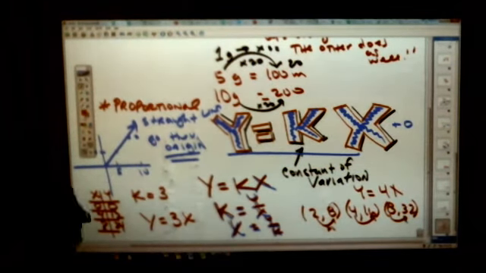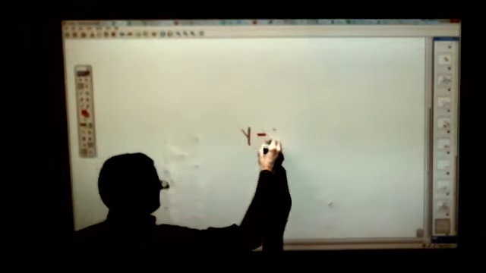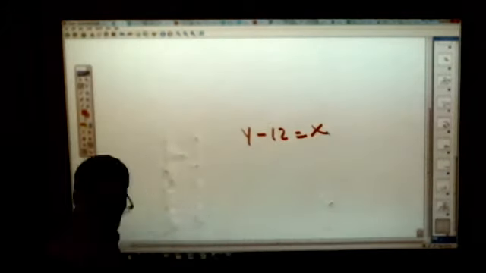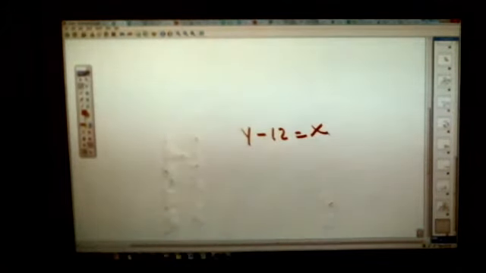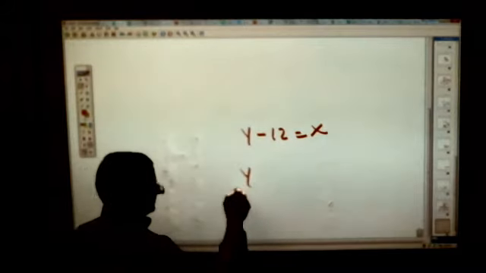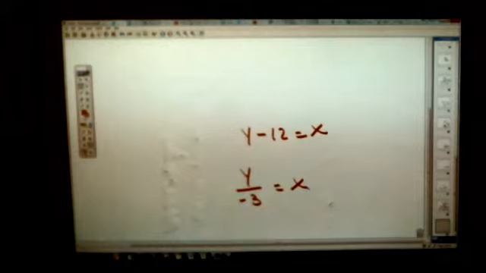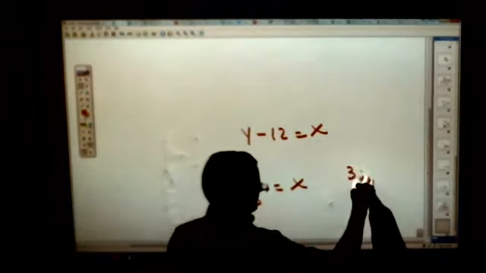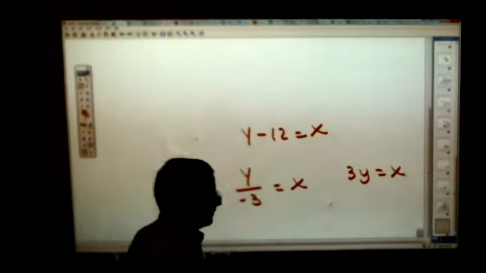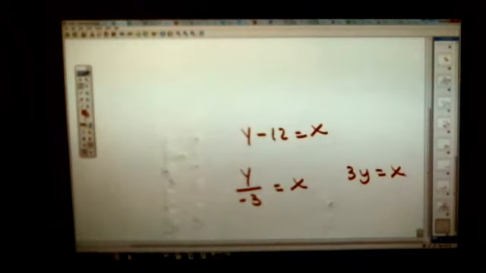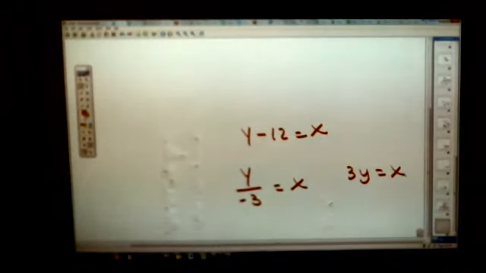Here we go. Write these down. Y minus 12 equals x. How about y over negative 3 equals x? How about 3y equals x? And how about 2xy equals 8?